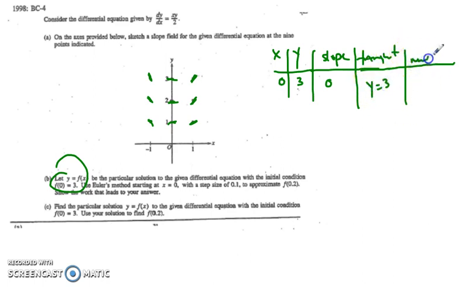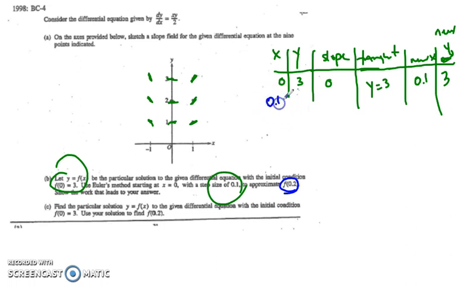Then I need a new x value, and I'll need a new y value. Sorry for my writing, that's new y over here. So new x, step size was 0.1, so my new x is 0.1. Plug that into my tangent line, I still have a y value of 3. By the way, it says to approximate f(0.2), so I just need 2 steps. So this is my first step.